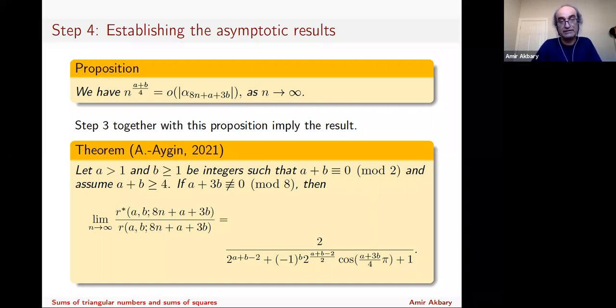The theorem has three sections. This is the first part of it. Then we can show that the quotient R star over R is going to be equal to this value that we get. Okay, so I think I used all my 50 minutes.